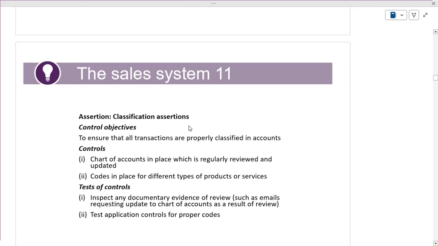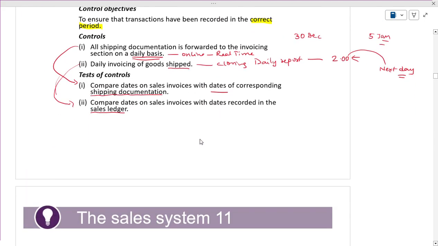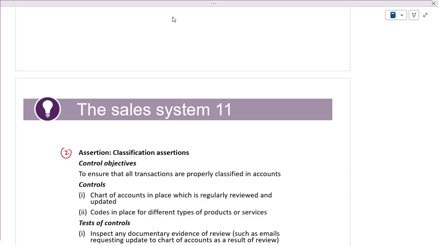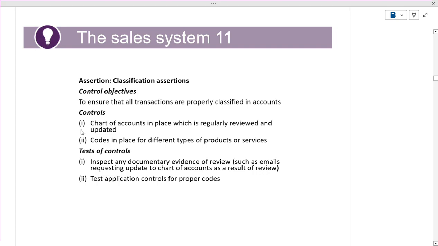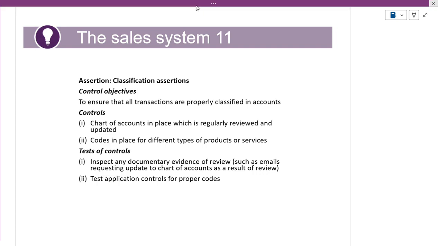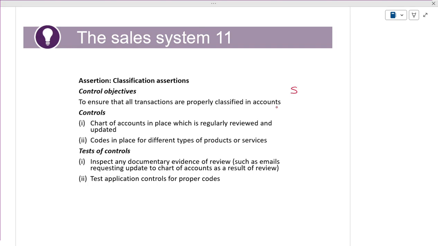What is the next one? This is the second assertion with respect to the sales system. Classification of assertions. One is cut off. No, this is not the second one. We are talking about the classes. If you are talking about sales, any accounting software will have codes.